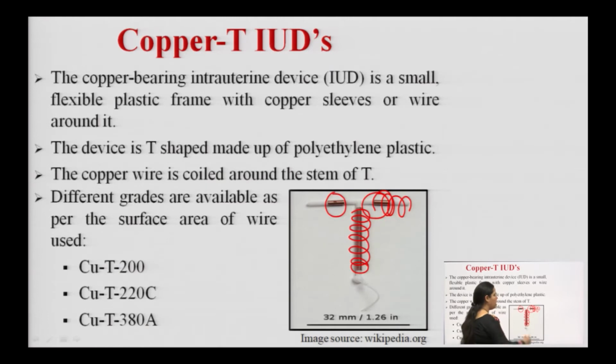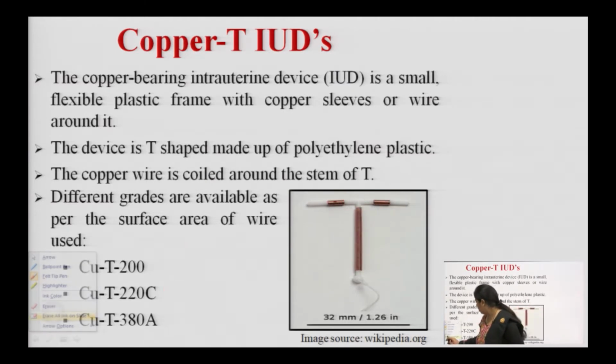So, on the basis of these amounts, the devices are named T200, T220C and T380A. Over a period of time, this copper releases ions and starts exerting its anti-fertility action at the target site.